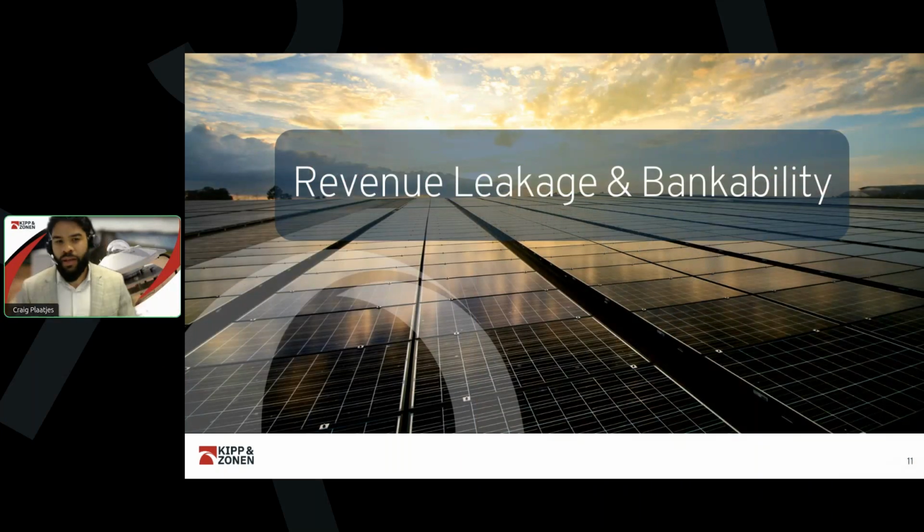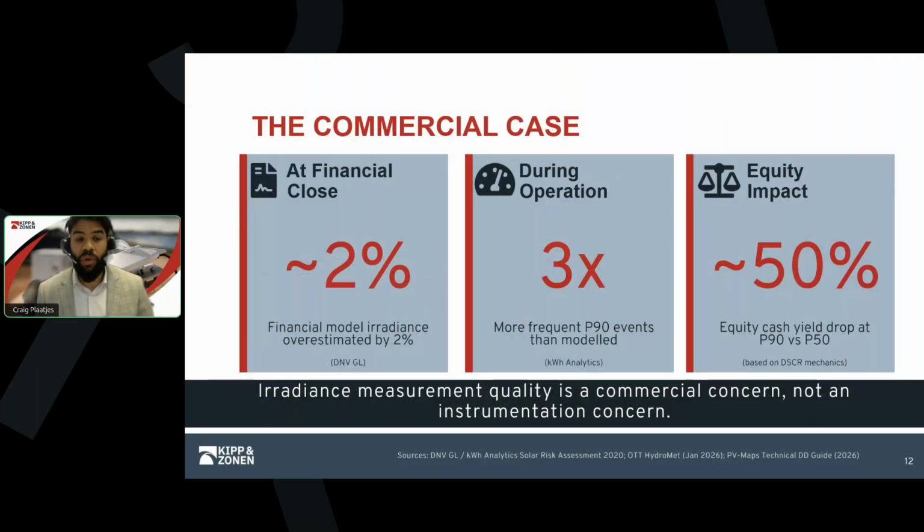So let's take a look at revenue leakage. IEC tells us which pyranometer to use and how to use them. We're now going to take a look at why that is the case and what costs come up if you don't follow it. The framing I want to establish here, and I hope that this persists throughout the presentation, is that irradiance measurement quality is not an instrumentation concern. It is actually a commercial concern that happens to originate in the instrument. And it is a concern that needs to be considered throughout the entire life cycle of a solar PV project.